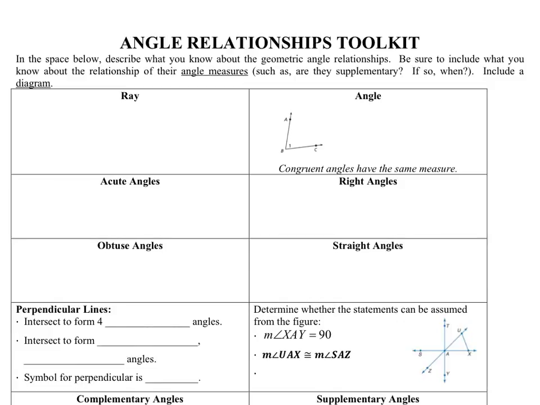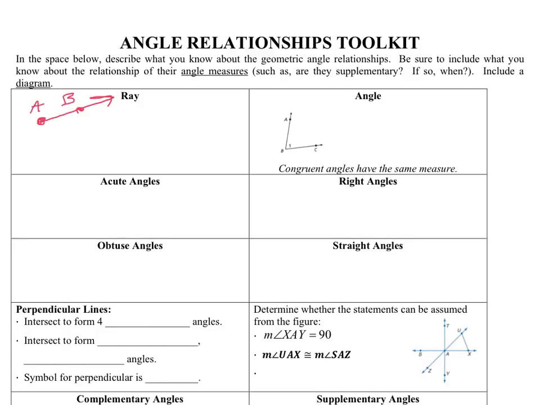Okay, in today's video we're going to look at angles and their relationships. So we're going to look at a lot of definitions and look at some examples. Okay, so first of all we're going to start with a ray. We are talking about it's got an endpoint and it goes in one direction.